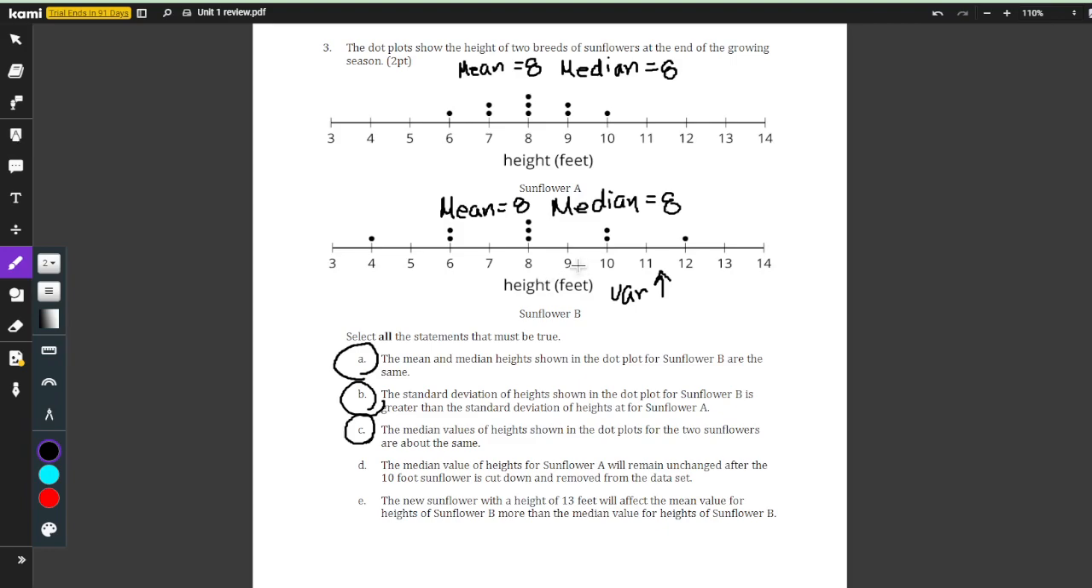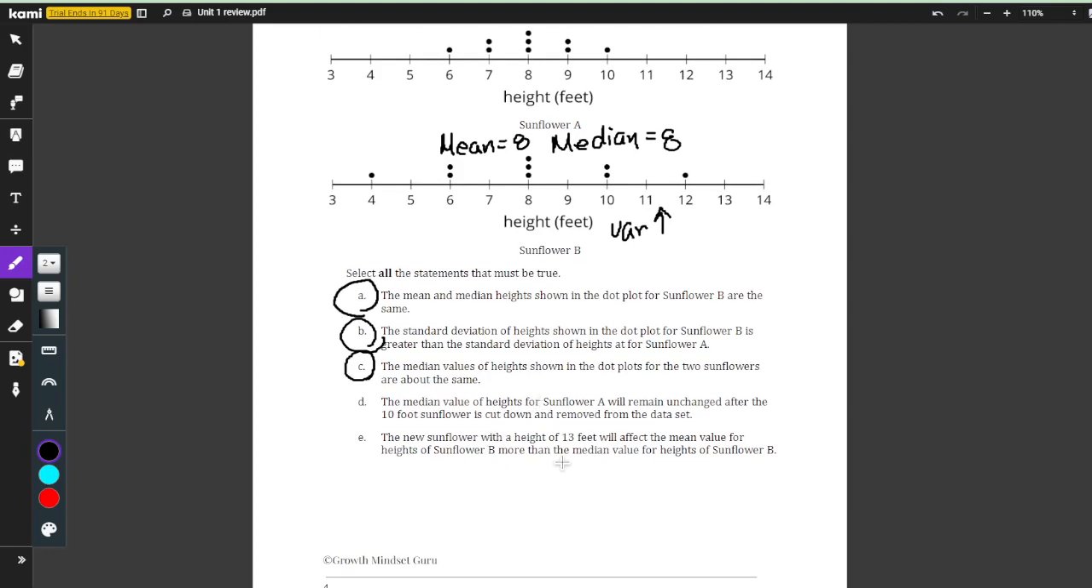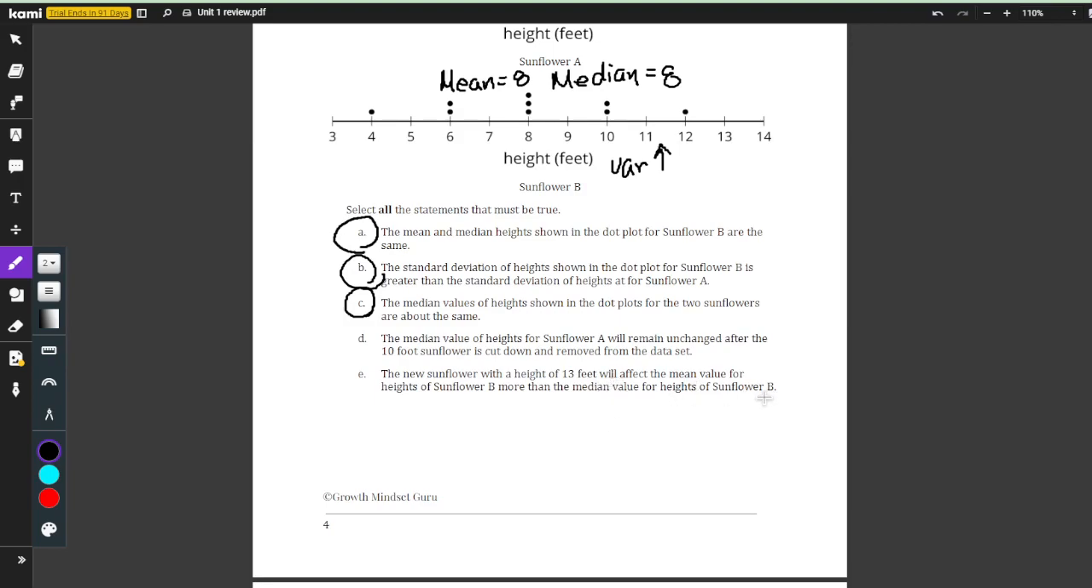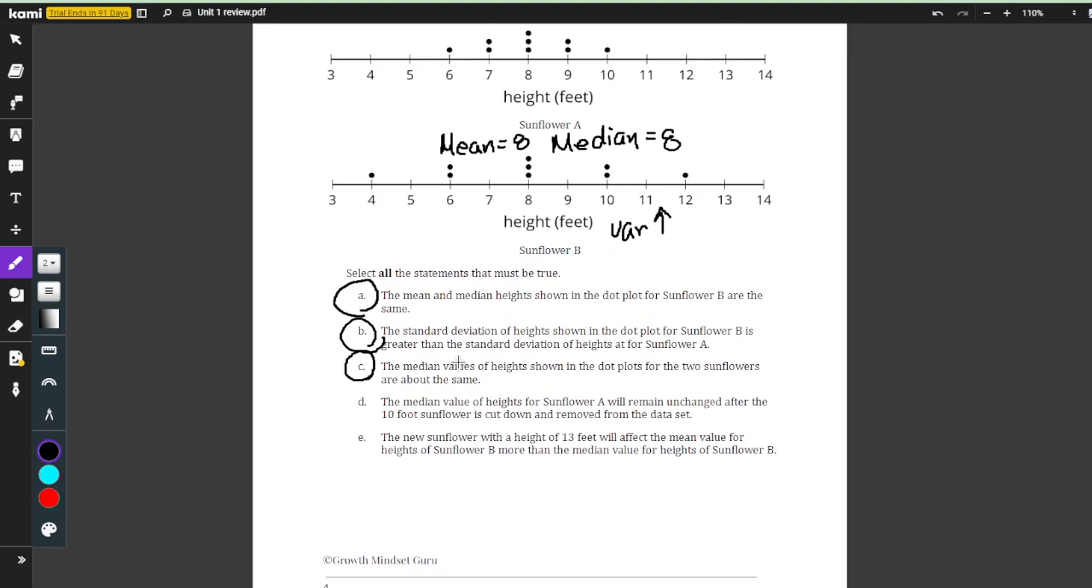We talked about this. Before I answer D, we're going to talk about D and E at the same time because they both are the same thing. The new sunflower with the height of 13 will affect the mean value of heights of sunflower B more than the median value of the heights of sunflower B. So we're going to talk about both of these at the same time, and then we will adjust accordingly.